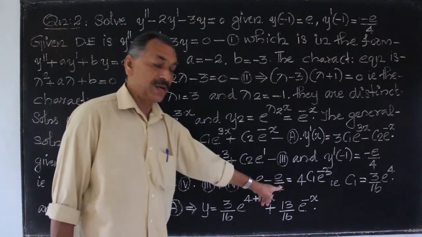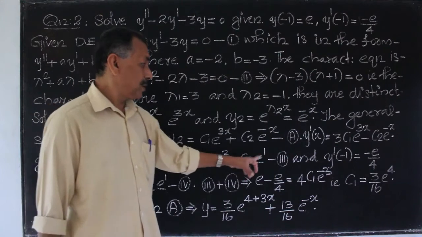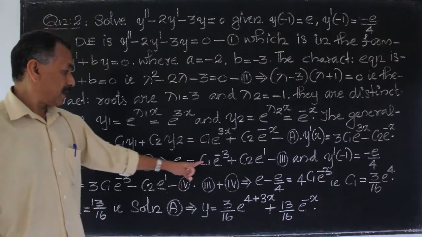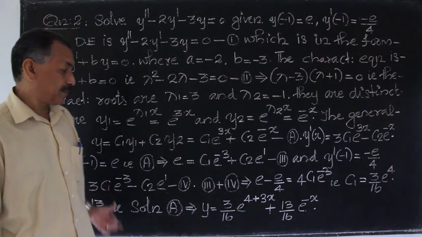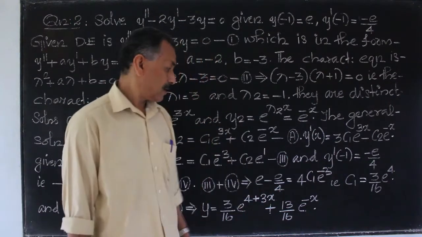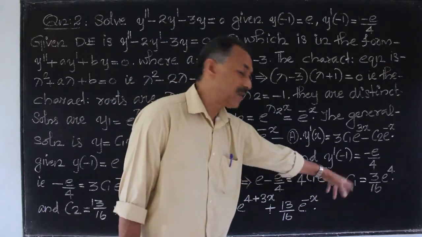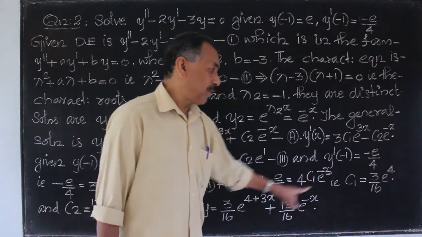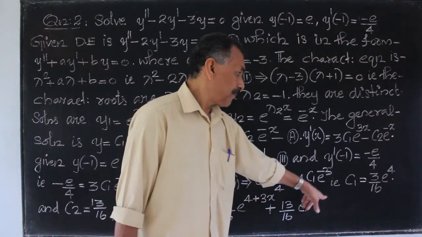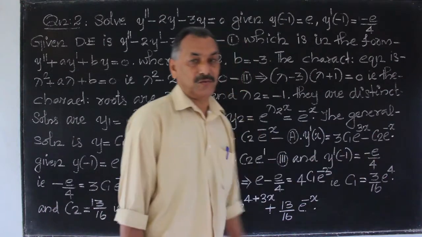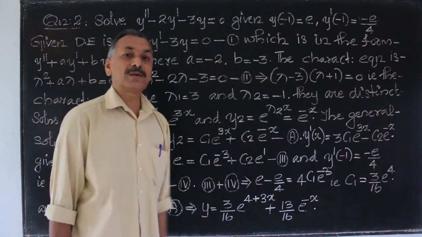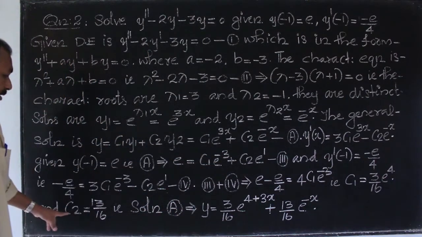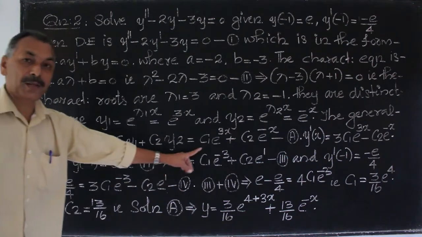Now e plus minus e by 4 is equal to c2 e raised to minus 1 minus c2 e raised to minus 1, which is 0. The remaining is c1 e raised to minus 3 plus 3 c1, that is 4 c1 e raised to minus 3. So c1 is equal to 3e by 4, which gives 3 by 16 e raised to 4. Okay, c1 is equal to 3 by 16 e raised to 4. From this, c2 is found by simplifying.